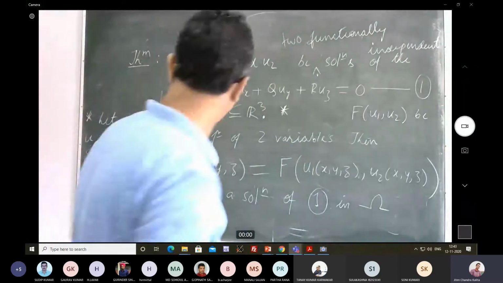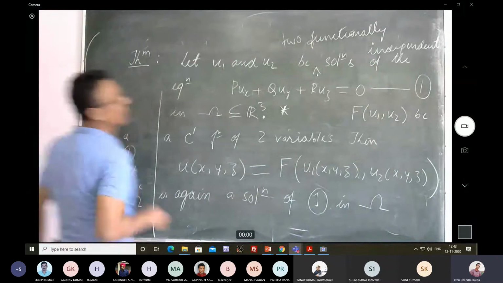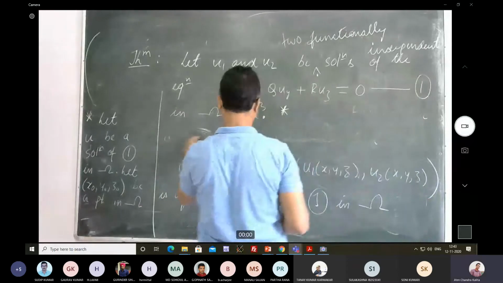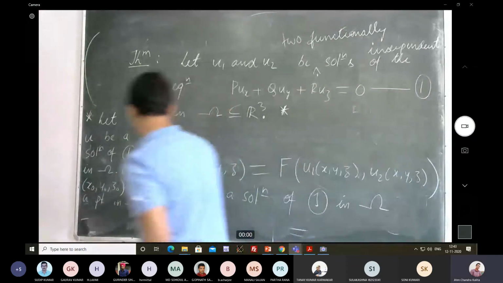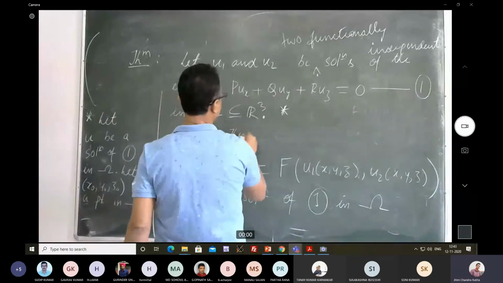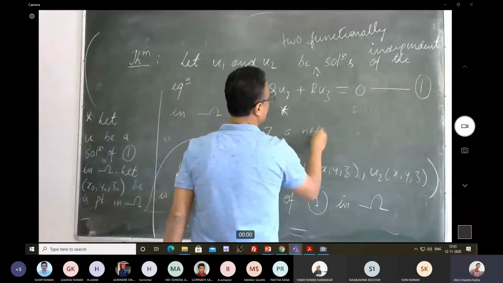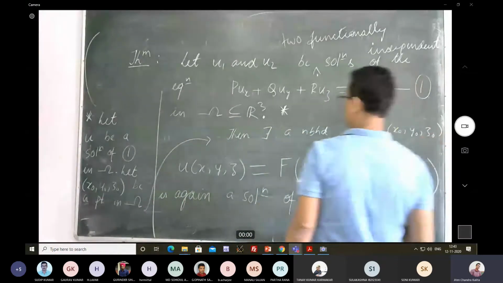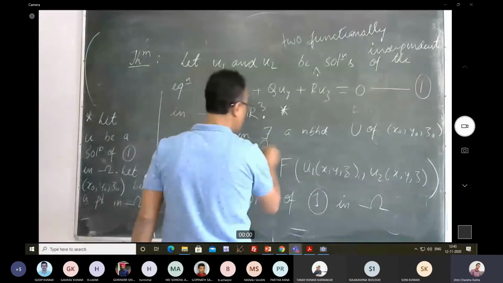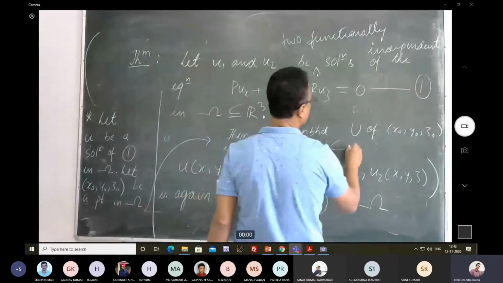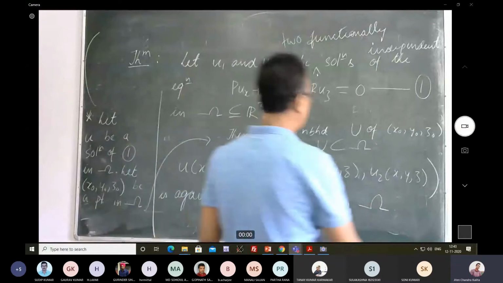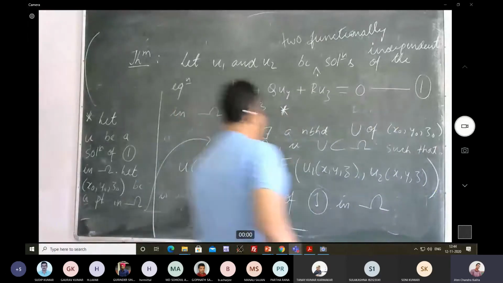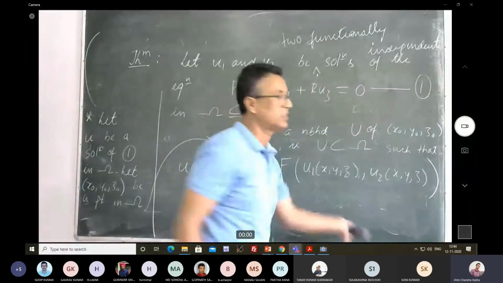What this theorem is going to tell you is that there exists a neighborhood U of this point in omega, so that U is a subset of omega, such that this happens, such that U is this.